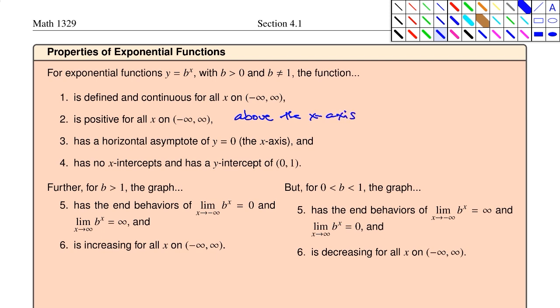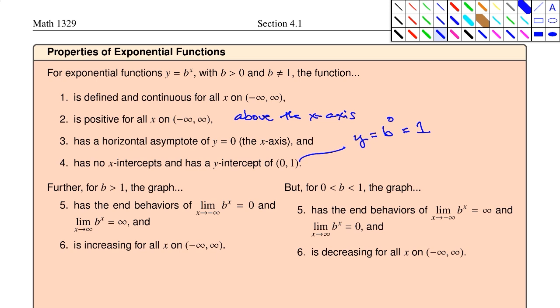Number 3, we have a horizontal asymptote at y equals 0. That means it gets closer to y equals 0, the x-axis, on one side. We'll get to that in a moment. But it's only a one-sided horizontal asymptote. And number 4, it has no x-intercepts, so it's always above the x-axis. It never actually hits the x-axis. And it has a y-intercept at (0, 1). Where does this come from? Well, if you put in 0 for the x, b to the 0 power is 1. So it's the point (0, 1).